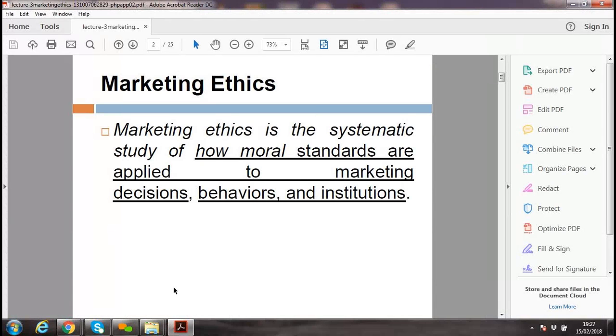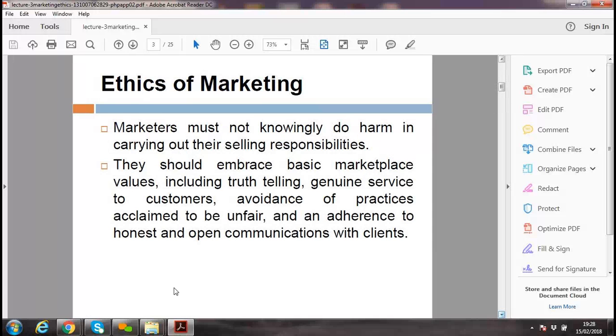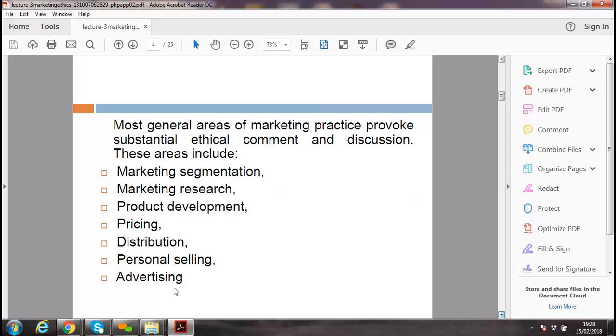So we'll go through marketing ethics. Marketing ethics is a systematic study of how moral standards are applied to marketing decisions, behavior, and institutions. Ethics of marketing means they must not do harm in carrying out their selling responsibility. They should embrace the basic marketplace values, including we tell the truth, we do not lie, genuine service to the customer, avoidance of unfair practices and claims, and adherence to honest and open communication. We treat everyone equally.